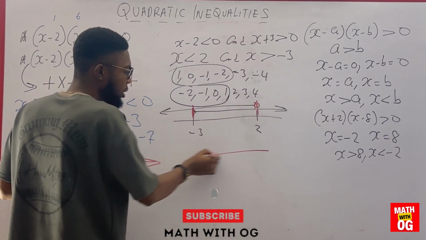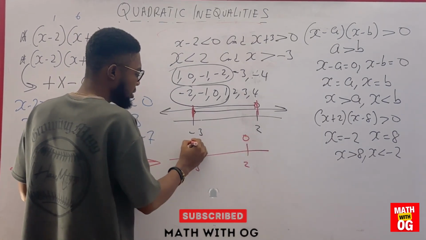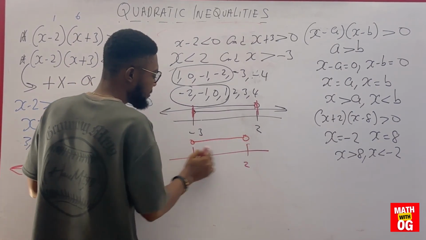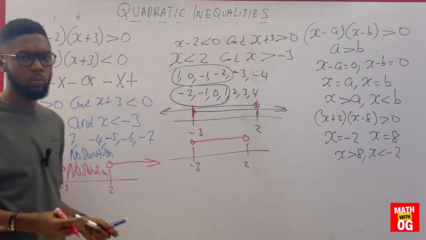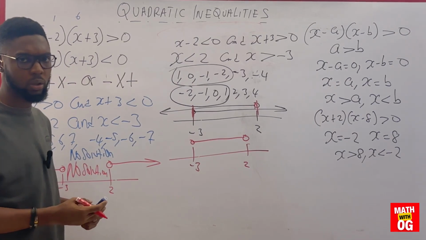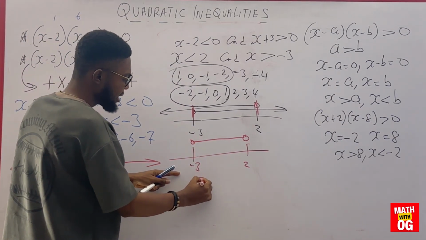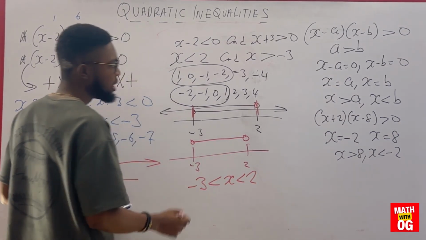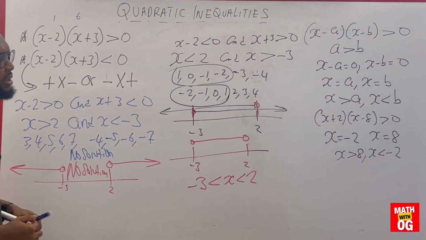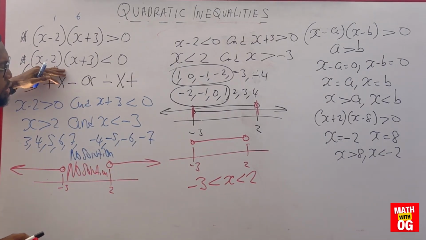And if I'm to redraw it, I can pick here to be negative 3, pick here to be 2, put this and draw a line. So these are the values of x that are greater than minus 3 and also less than 2. And can I combine this type of inequality? Yes. So the solution to this type of inequality is negative 3 is less than x less than 2. So that is the solution to this question.